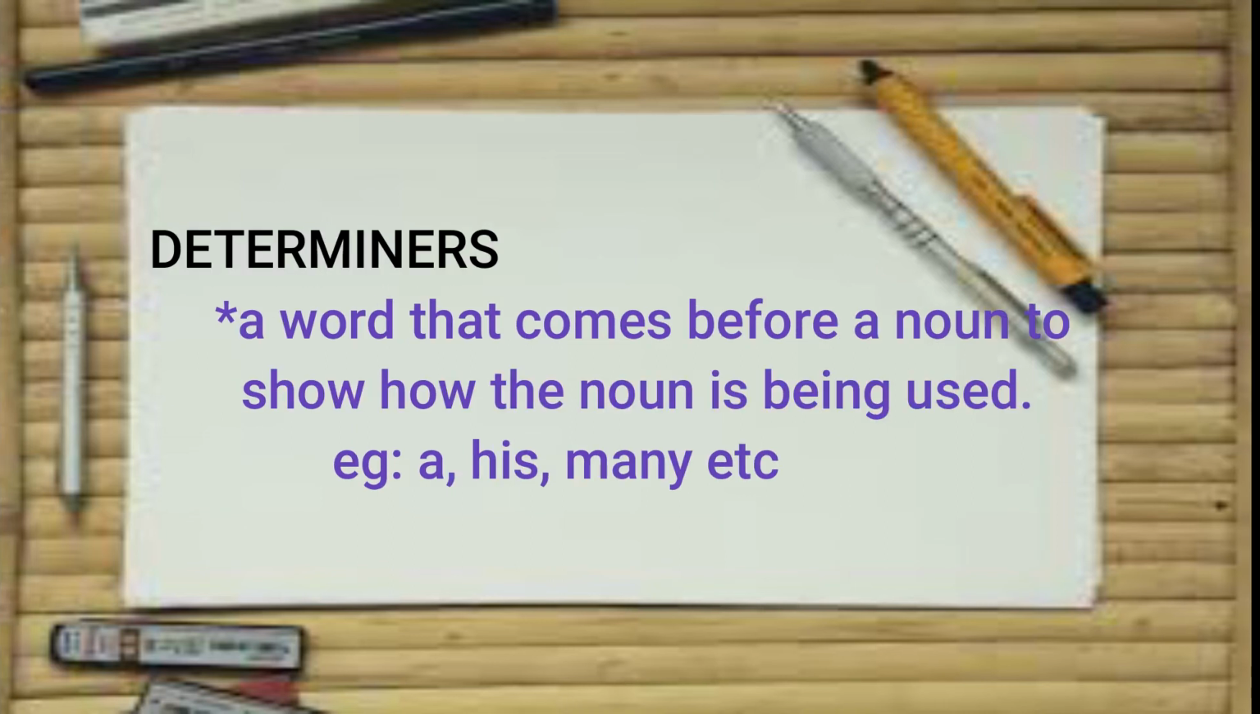The second last part of speech is determiner. Determiners are words that come before a noun to show how the noun is being used. Example, a, his, many, etc. Frankly speaking, determiners is a topic which is very vast. We'll be discussing all these things in detail in a different video.